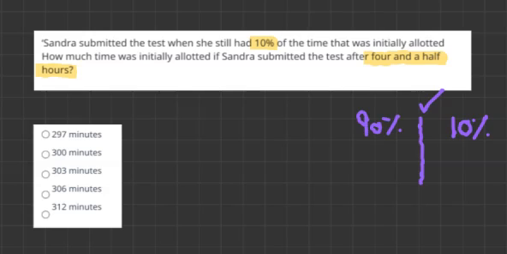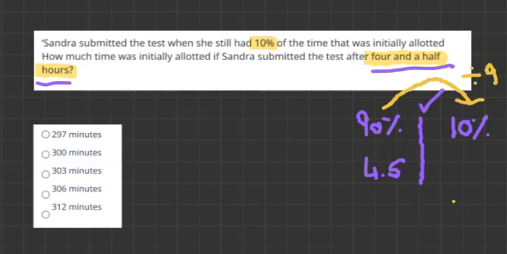And we're told 90% is 4.5 hours. So let's write 4.5 here. So the first thing we need to do is understand how we get from 90% to 10%. And if we think about it, just going from one to the other, you could simply divide it by 9. 90 divided by 9 will equal 10. So we're going to take our number at the bottom, 4.5, and divide it by 9.